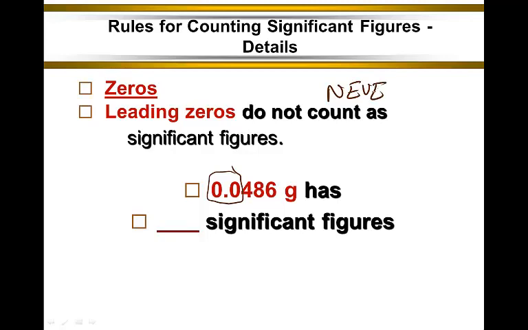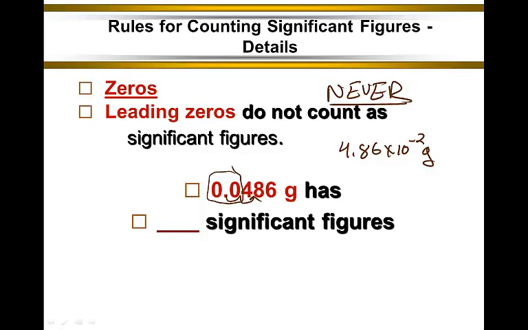Mr. Freeman, write that number in scientific notation. How would you rewrite it? All right, 4.86, so we need 1, 2 times 10 to the negative second. Notice we did not include the zeros when we wrote it in scientific notation.